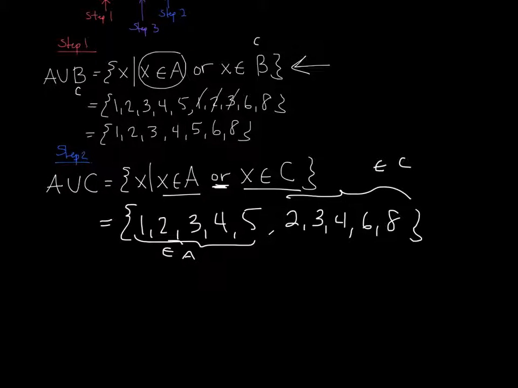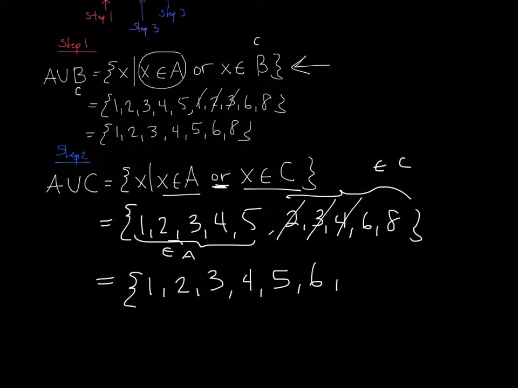Okay, so again, we don't want repetition, so we don't need that extra 2, that extra 3, that extra 4. So we have 1, 2, 3, 4, 5, 6, and 8. Okay, so that is my set A union C. So A union C, right? So that's this guy right here.